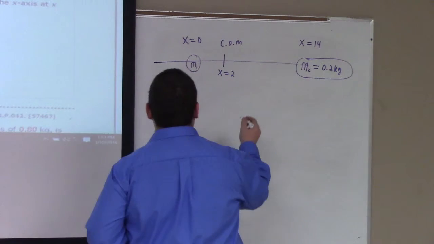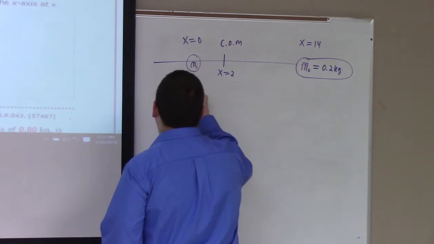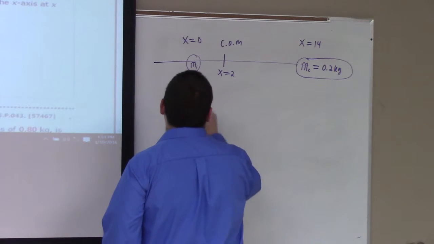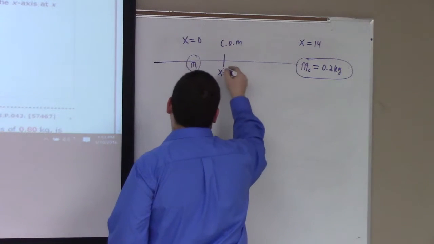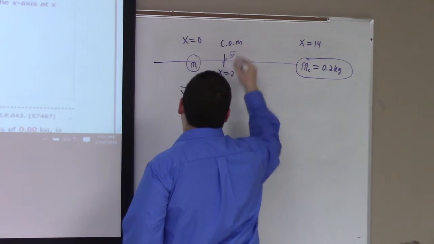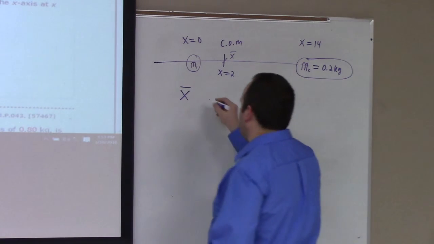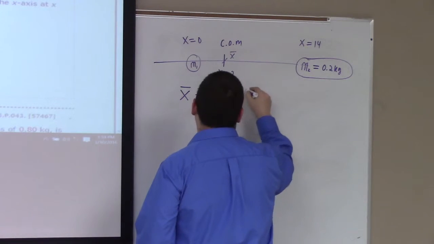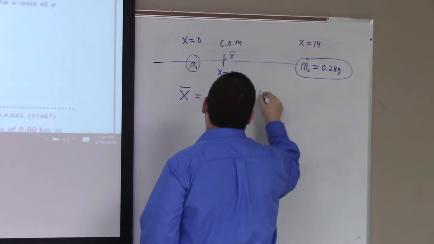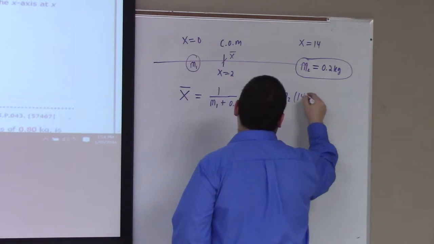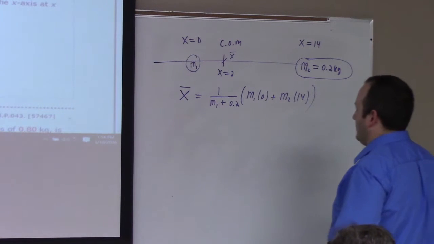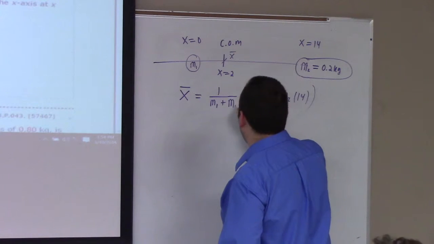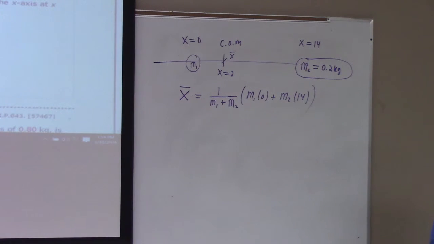Okay, so here's the deal. Let's say x bar is the center of mass, right? X bar is equal to 1 over m1 plus 0.2, times m1 times 0 plus m2 times 14. Or, more to the point, let me leave this as m2. That's the center of mass, essentially the weighted average, right? But cancel out the g.